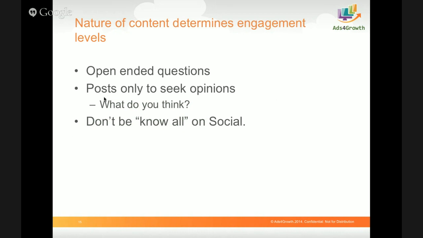Or this is what I observed. Here's a nice thing: what are your thoughts around this? So always ask open-ended questions. Okay, that always helps in getting people involved with you.